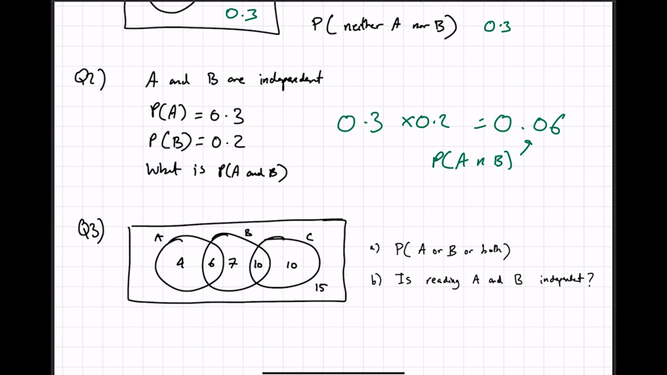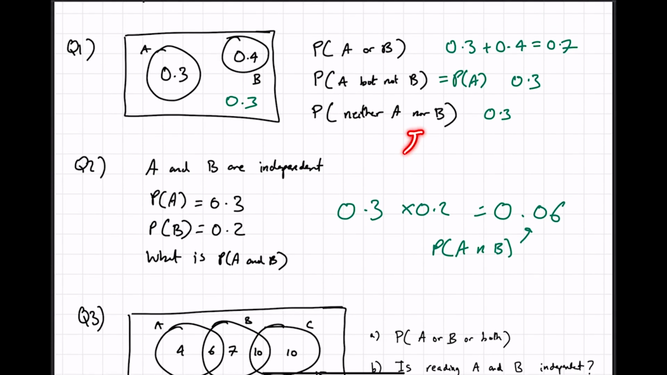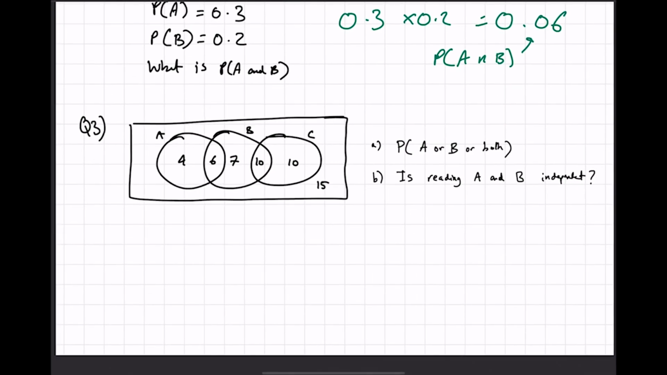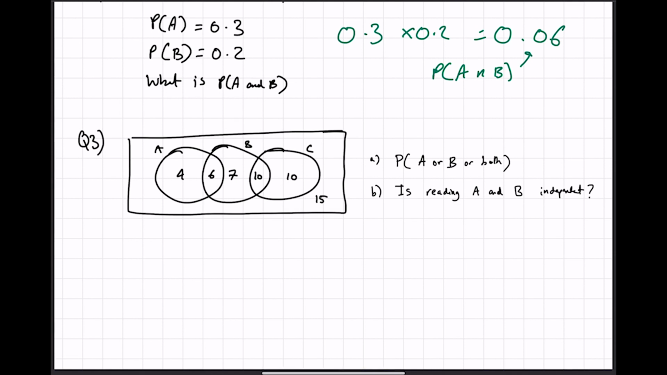So those are just two simple examples to show you how mutually exclusive events can be used, and here how independent events can be used. Now let's move on to a slightly bigger question. Let's say I give you this Venn diagram and I ask you, can you find the probability of A happening, or B happening, or both happening?